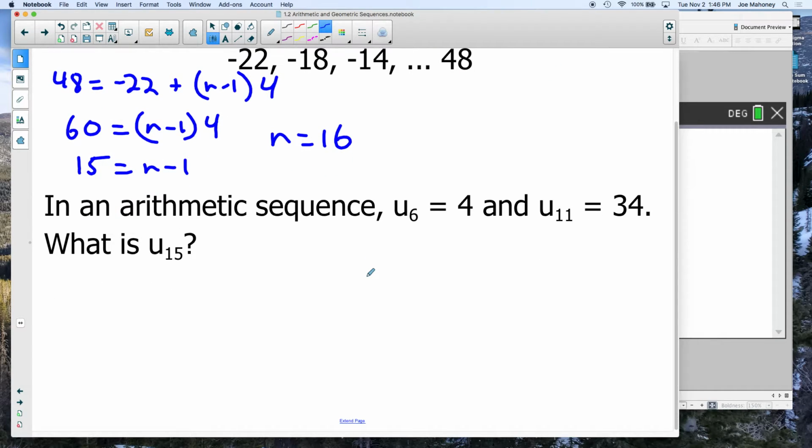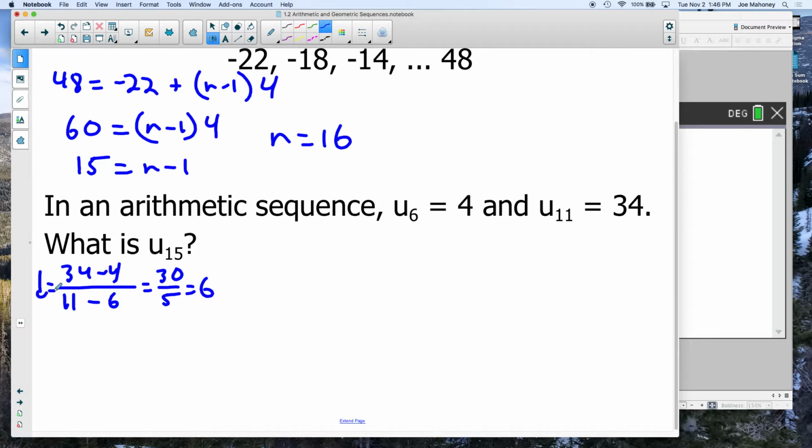In this bottom one here, I know something about term number 6 and term number 11. And I want to get up to term number 15. Well, I don't really know what the common difference is, but I know the difference between 34 and 4. And that's going to span term 11 to term 6. So it's almost like a slope, if you will. So I get 30 over 5, which equals 6. That's my value of D. My common difference is 6.